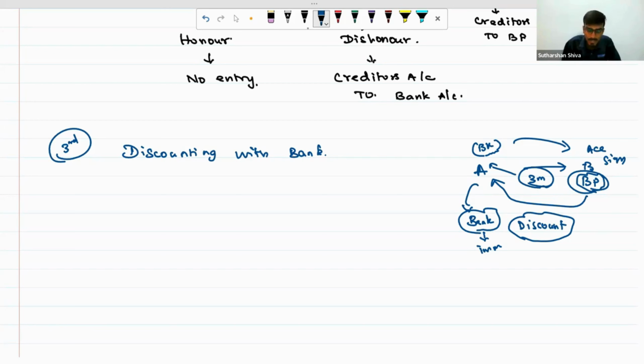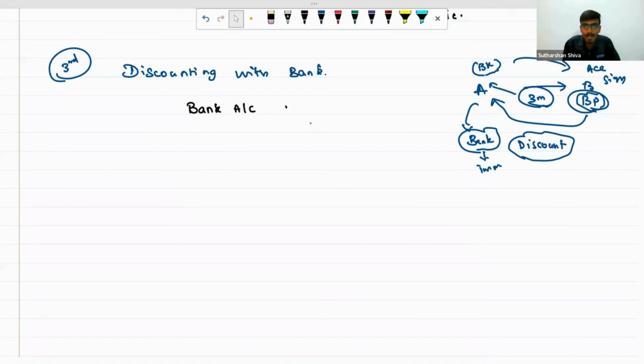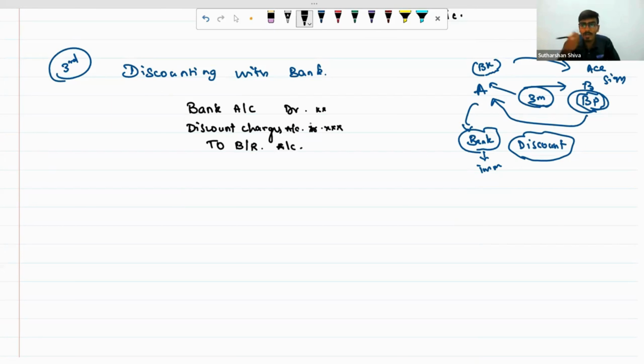At that time, how will the journal entry work? I will get my money in my bank, correct? My bank account will increase, so I will debit my bank account. Discounting charges are treated as my expenses, so I will debit the discounting charges account. Two, I will credit my bills receivable account, because I have already disposed of the bill and received my payment. This is how discounting works.